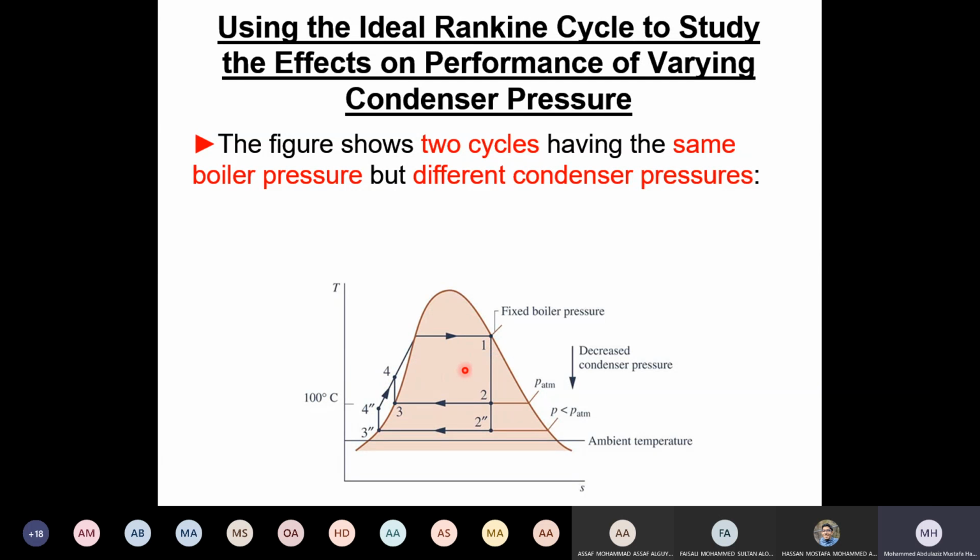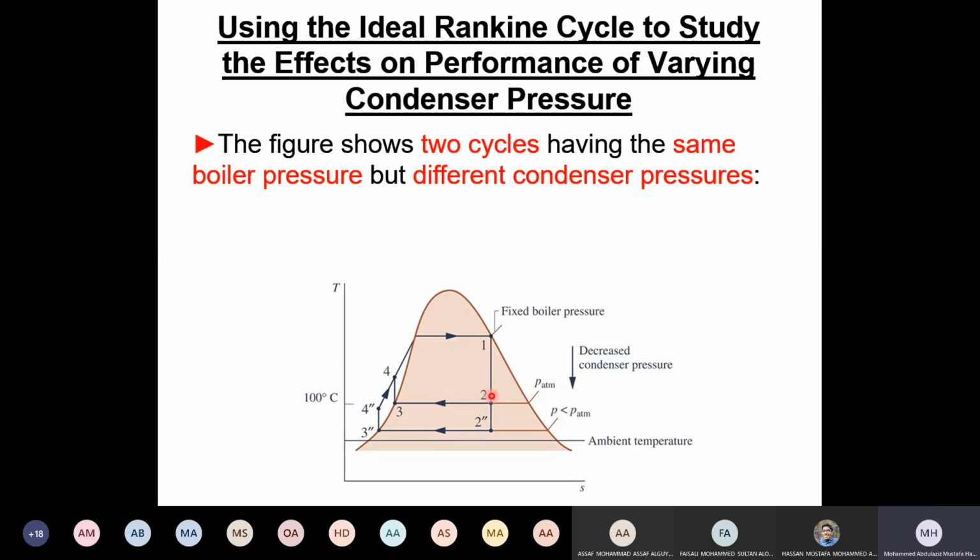So we have choices here. One of the choices is to reduce this pressure. If instead of 2, I go to this pressure here, it means that I am adding this area. Let's look at this again. This is the power, the net power out: 1, 2, 3, 4.